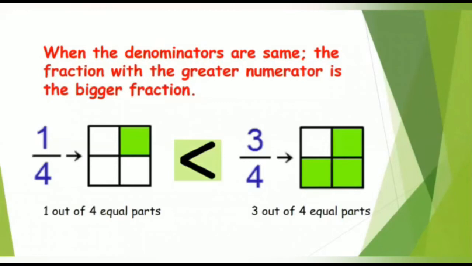When the denominators are the same, the fraction with the greater numerator is the bigger fraction. Like 1 by 4 is less than 3 by 4, or 3 by 4 is greater than 1 by 4. So we need to check only the numerators if we have the same denominators to compare the fractions.